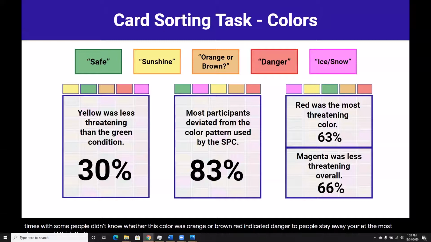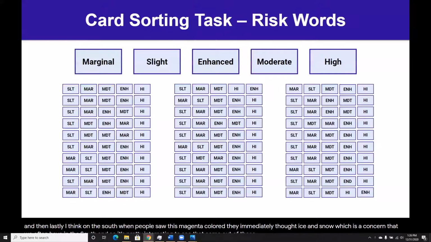And I think that's really why red was perceived to be the most threatening color, with over 63% of the participants. And then lastly, I think because it's an artifact of asking people in the South, when people saw this magenta color, they immediately thought ice and snow, which is a concern that we often have in the South. It's pretty interesting to see that come out of these results.